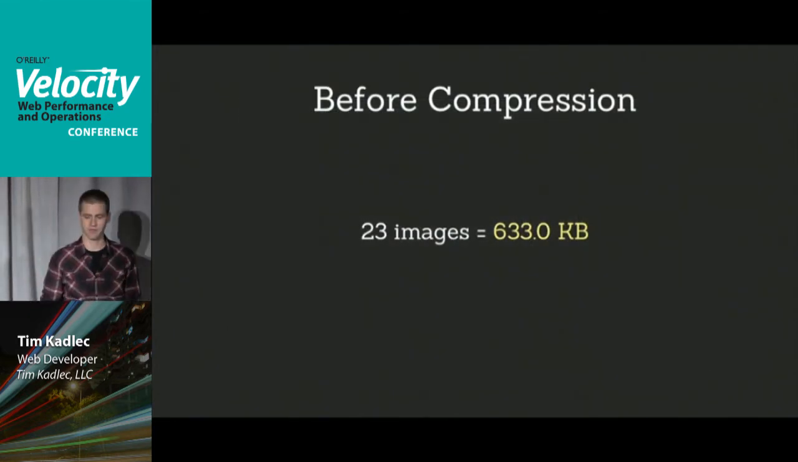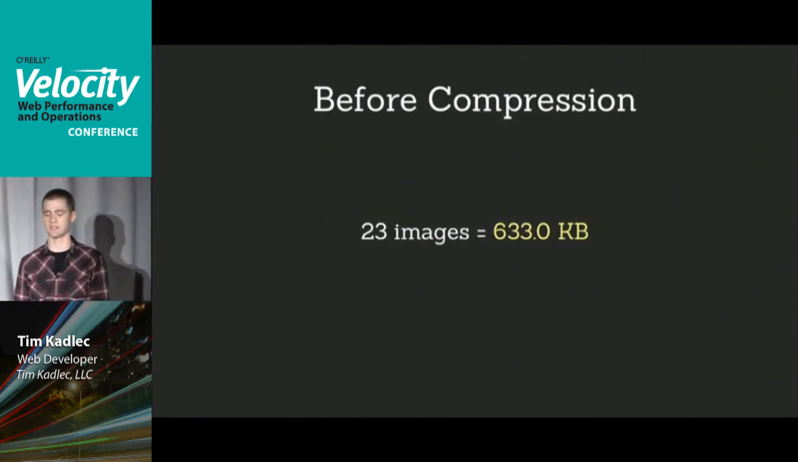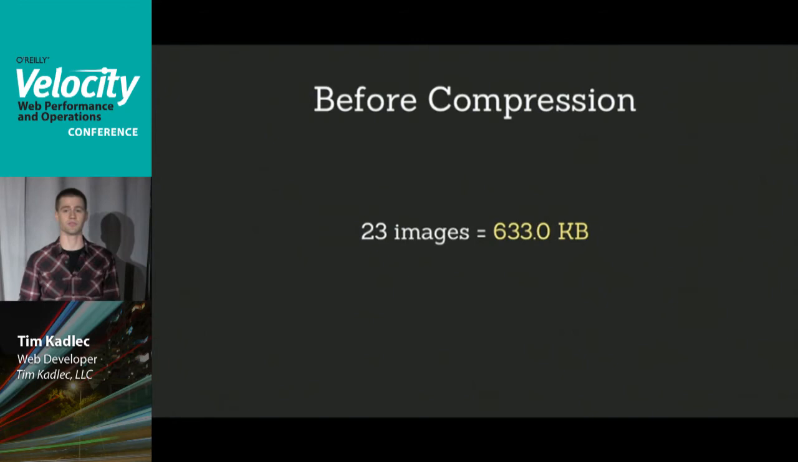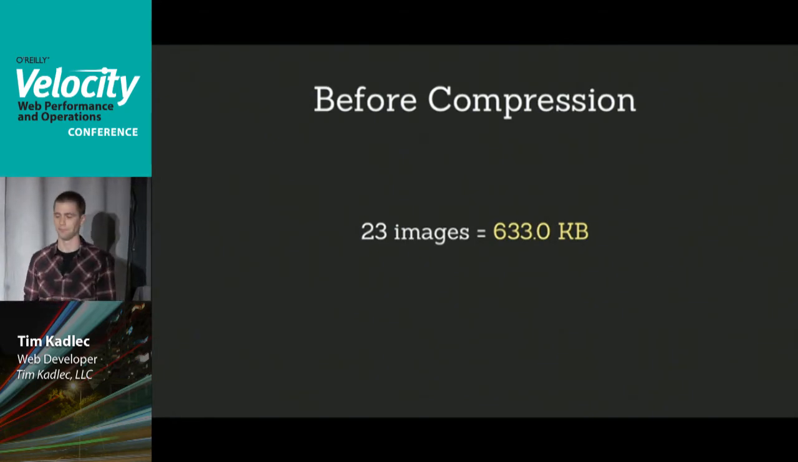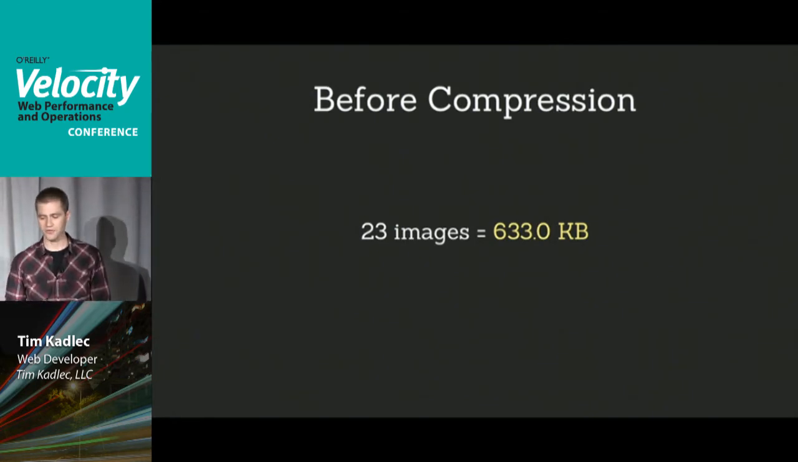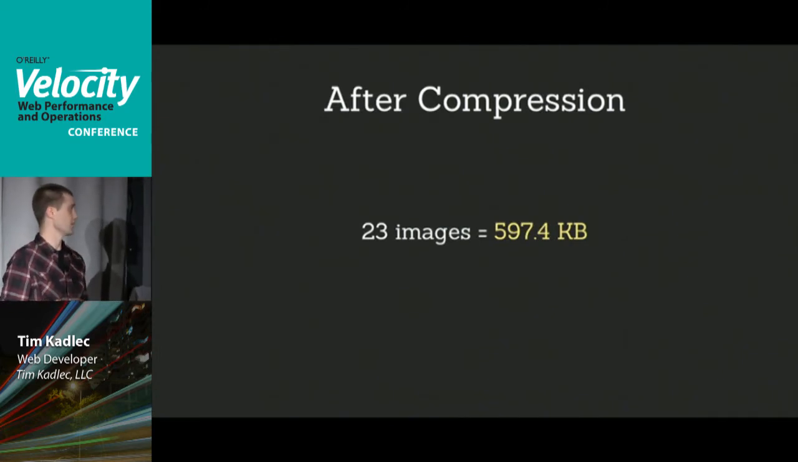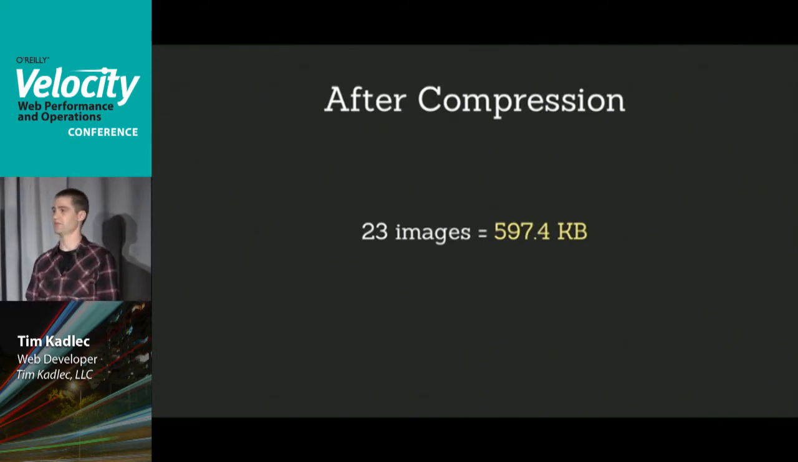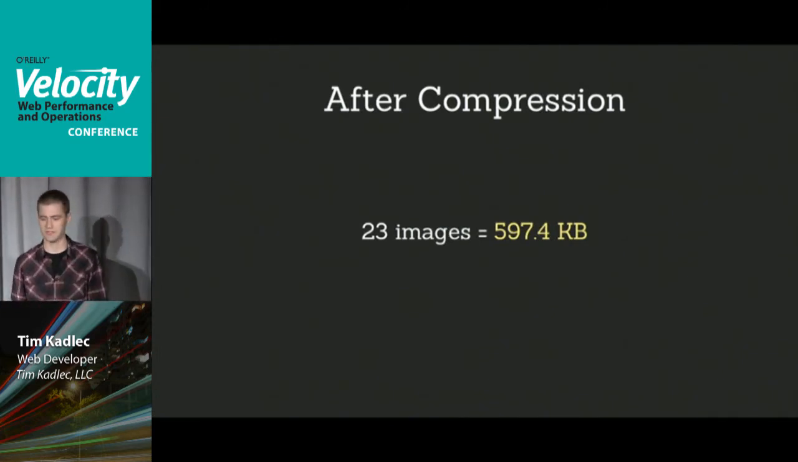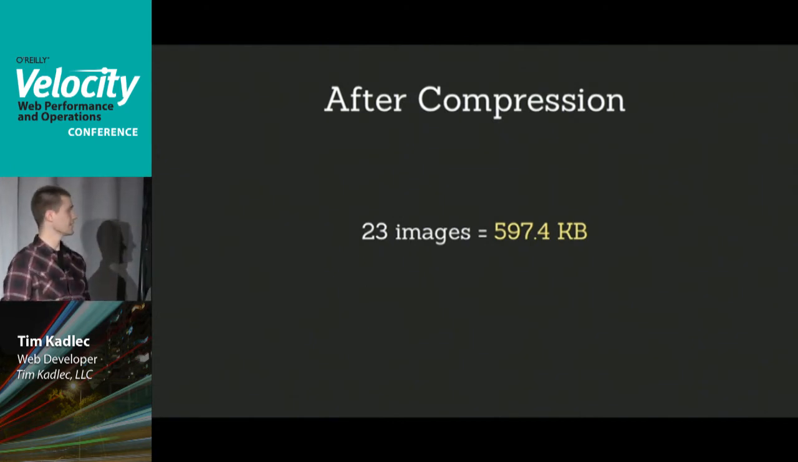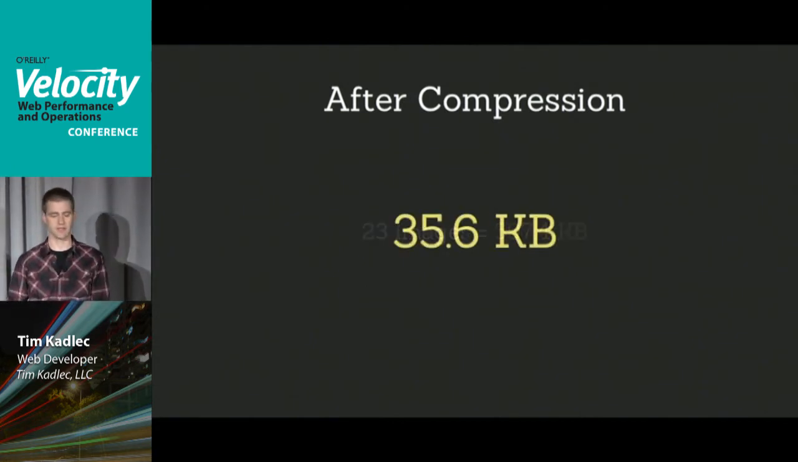Before compression, for content images, they have 23 images on their page that weigh in at about 633K. It's a very visual design. After lossy or lossless compression, not even getting aggressive, just trimming stuff off where you can't tell any visual difference, you can bring that down to 597.4K. So that's 35K. That's not a huge thing, but you know what? For 5 minutes of work, less than that if you're automating it, that's an okay savings.